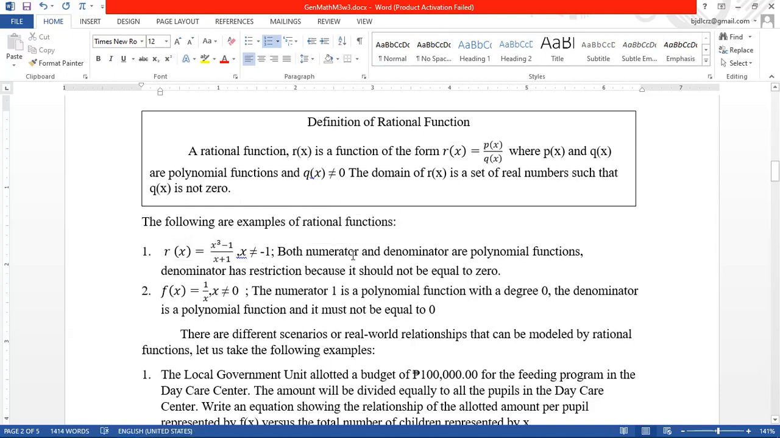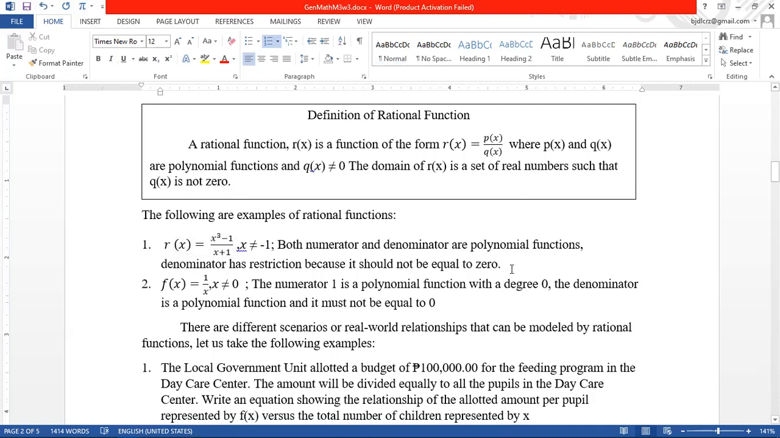So, both the numerator and denominator are polynomial functions. As you can see, the first one is degree 3 and the second one is degree 1. So the denominator has a restriction because it should not be equal to 0 just like what I said earlier. It should not be equal to negative 1 kay kung i-add sila ma-equal siya into 0 and it is DNE or does not exist or error.